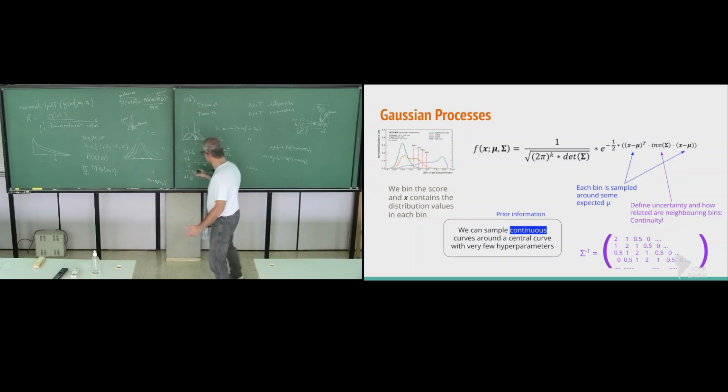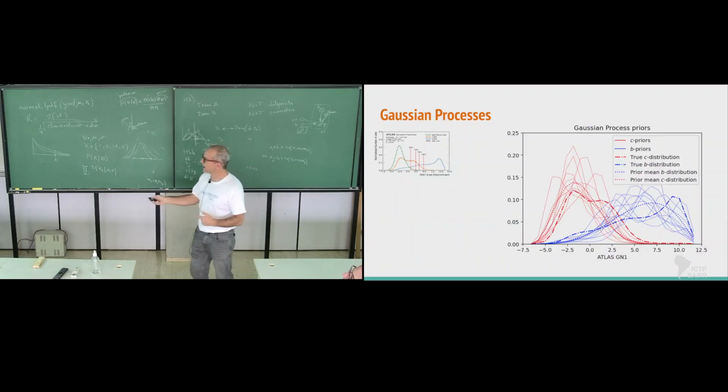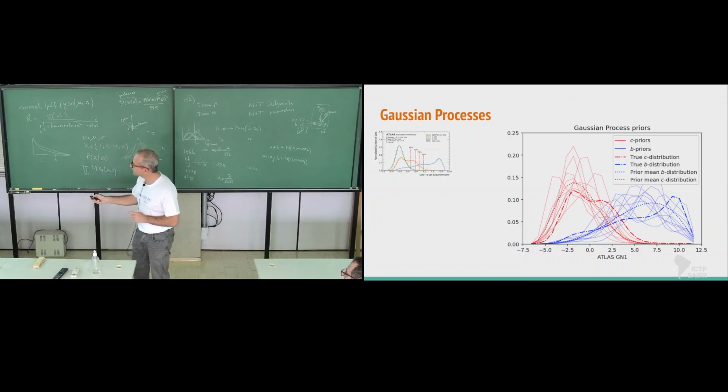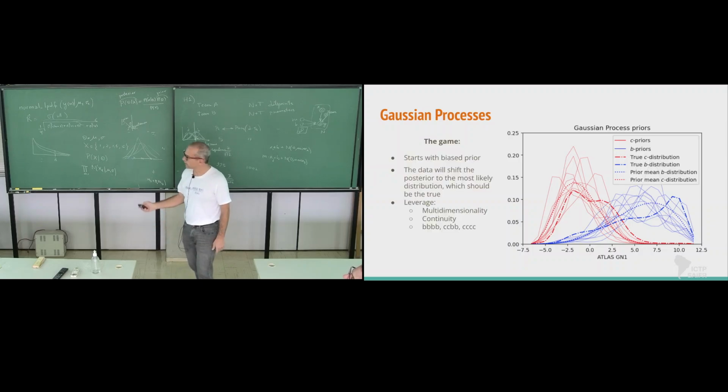So this is the prior information, it is continuous. And we know that we're going to have 4 from here, or 2 and 2, and in addition that these distributions are continuous. So the game is with these priors. The dot dash is the true distribution. The dotted is our prior mean, which, as you can see, is biased from the true one. And as you can see here, this sampling allows you to reach the true one without any problem. So the game is to start with a biased prior, and the data will shift the posterior to the most likely distribution, which should be the true one.